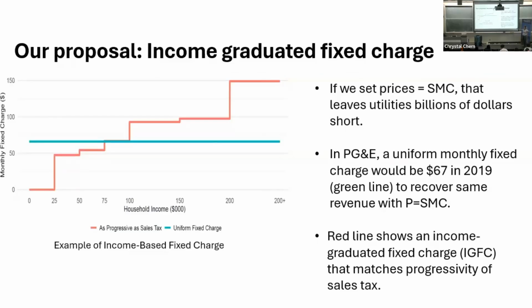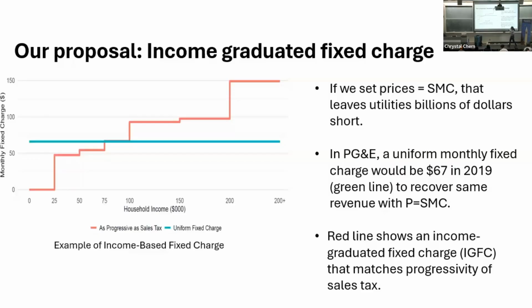Right? We all want to invest in wildfire risk mitigation. We all need transmission lines. If we instead recovered those costs in a flat fixed charge on your bill, back in 2019, that would have been $67 for everybody per month on your bill. So you'd pay a lower electricity rate and $67 fixed. That would also be quite regressive in terms of impacting low-income households.